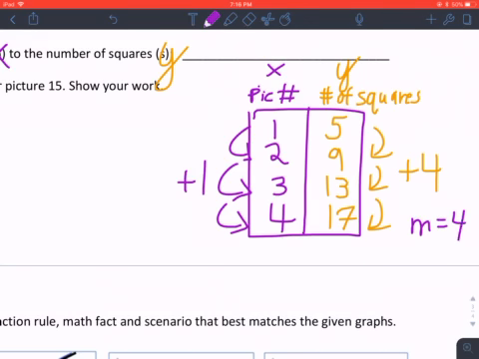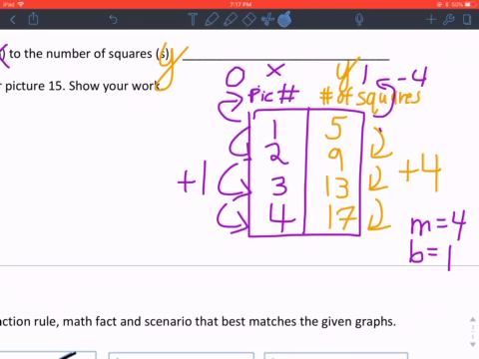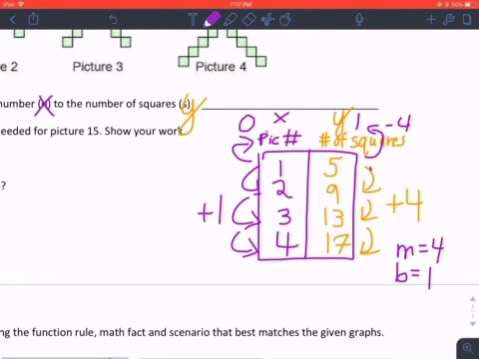And now, again, I don't see my x equals 0 in the table, so I have to figure out what my y-intercept is. So if I go backwards 1 here, when x is 0, instead of adding 4, I have to go backwards, so I would subtract 4. So 5 minus 4 would be 1. So when x equals 0, y equals 1, therefore my y-intercept, or my b, is 1. So I have to write my function rule. My function rule here is y equals 4x plus 1.